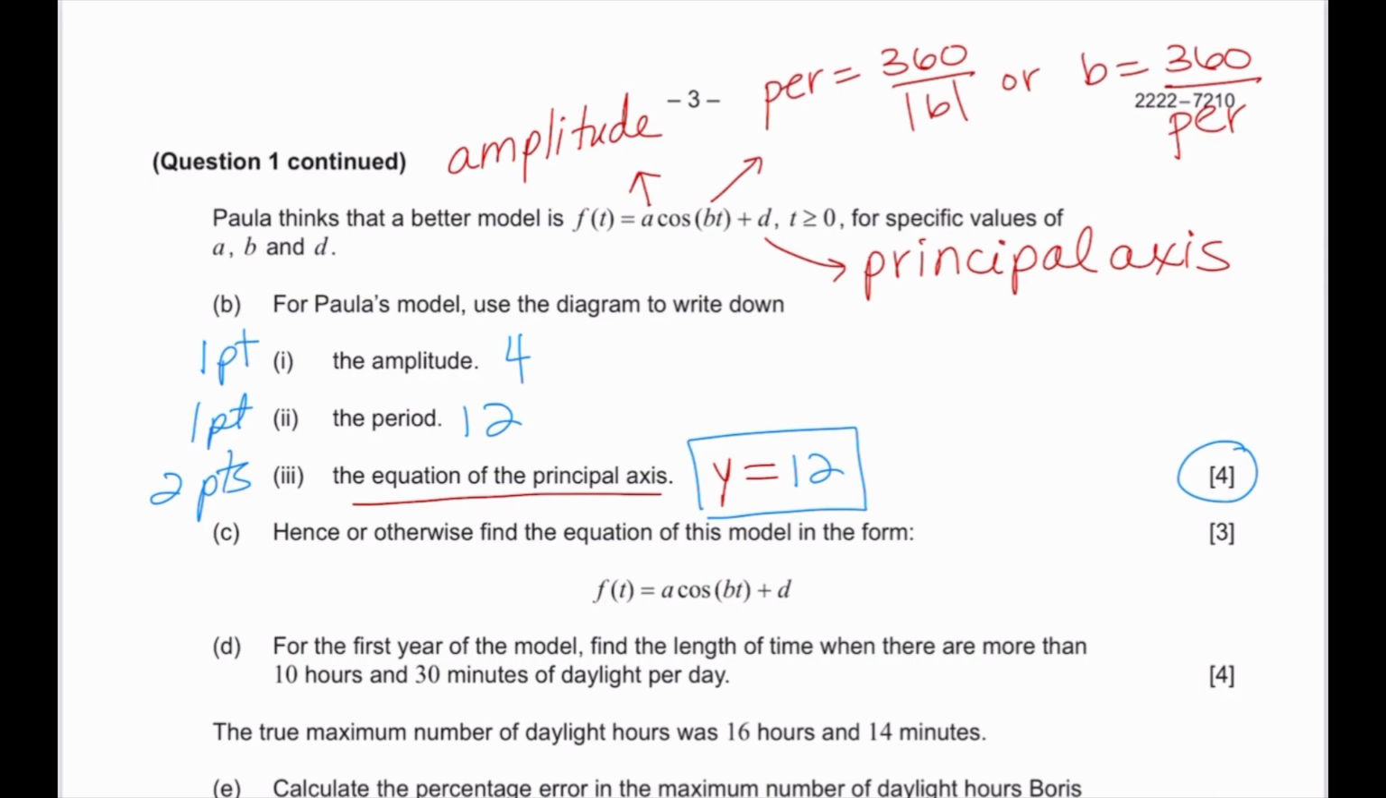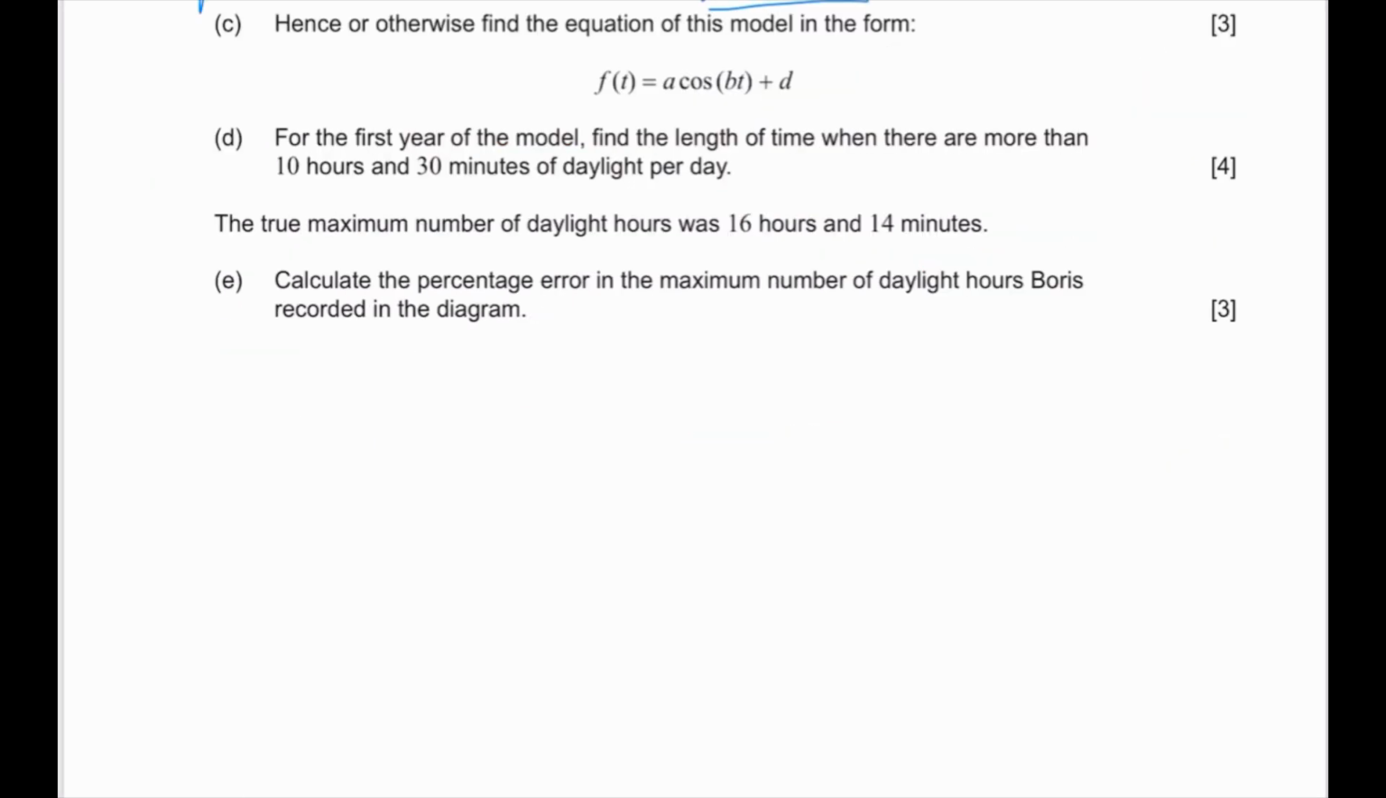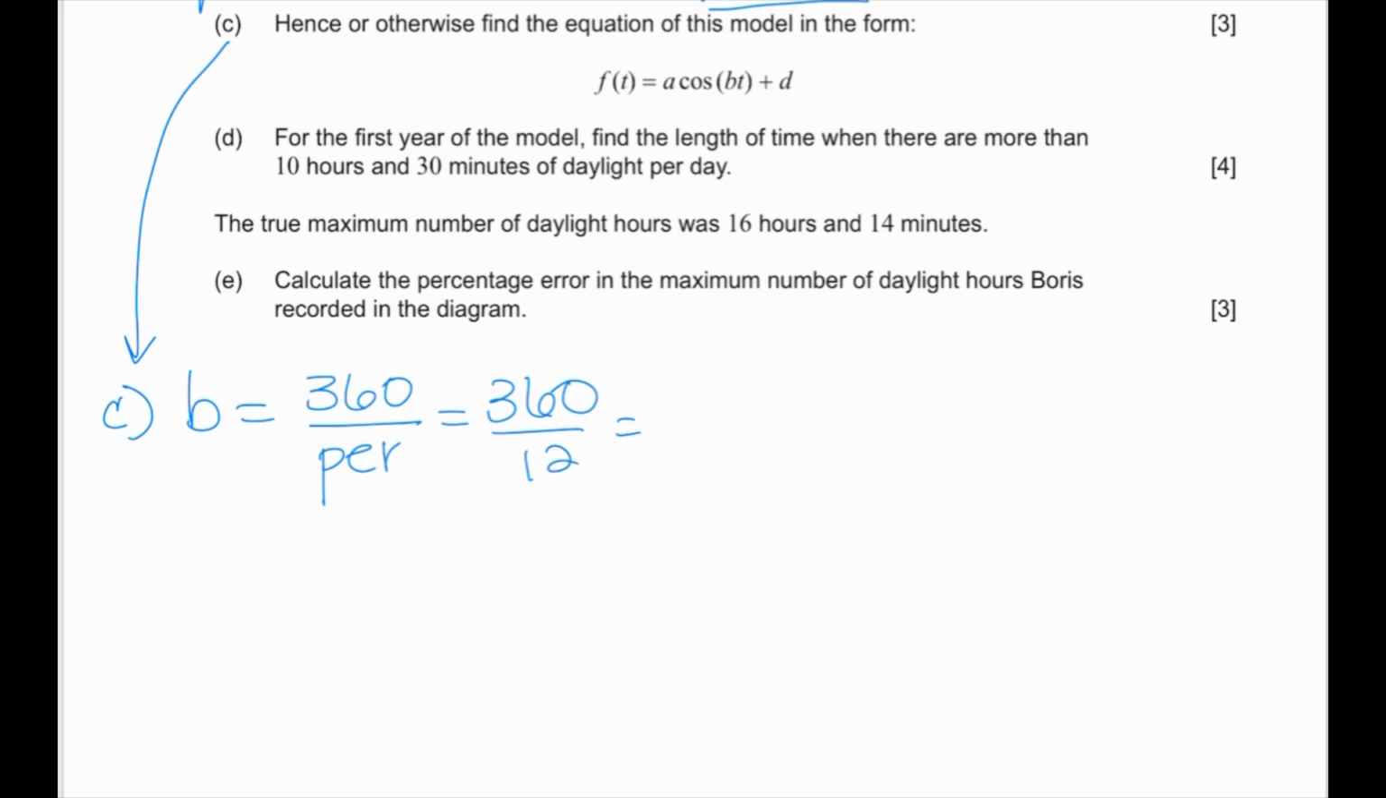It says, hence or otherwise find the equation of this model in the form f of t equals a cosine bt plus d. So I'm going to bring part C right here. One of the things that we still haven't figured out is b. If you remember, I told you b is equal to 360 divided by the period. So in this case, we found out the period is 12. So that means that the value of b is 30.